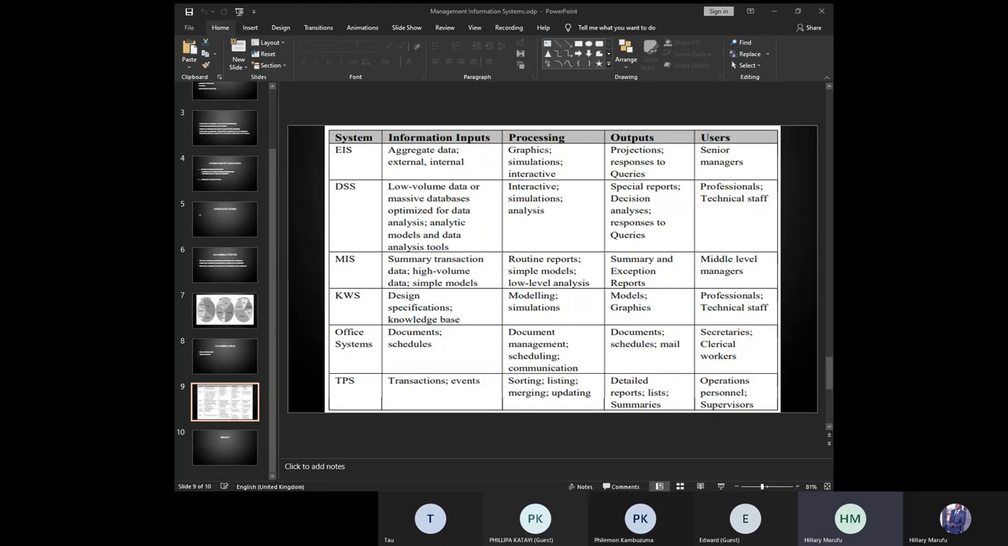Number one is supplier power. Number two is buyer power. Number three is competitive rivalry. Number four is threat of new entrants. Number five is threat of substitution. Any questions on Porter?